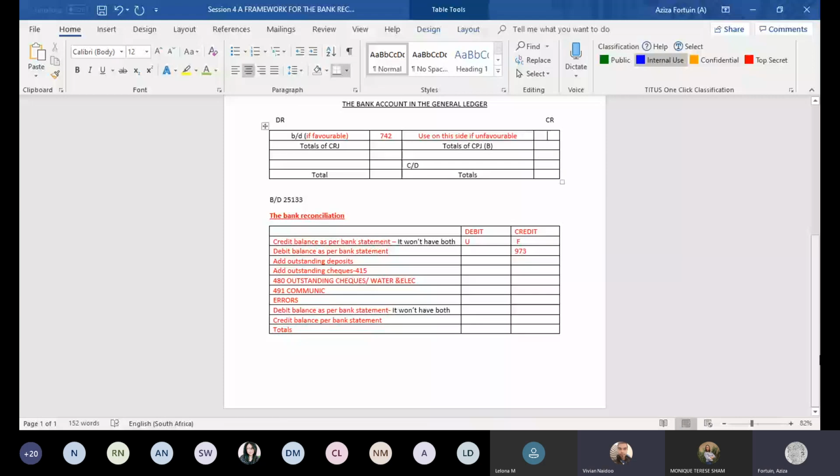That we put in our debit column. Okay. And then we've got one more, check 52 for 71 rand. So let's just write here check 52, 71 rand.